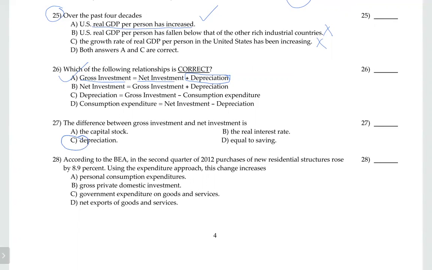Now 28, according to BEA, BEA stands for Bureau of Economic Analysis. This is a government agency responsible for measuring and reporting GDP. In the second quarter of 2012, purchase of new residential structures rose by 8.9% using the expenditure approach. This change increased... So the expenditure approach measures GDP by looking at C, I, G, and X. This new residential structure is considered as investment. Okay. So 28 is answer B.